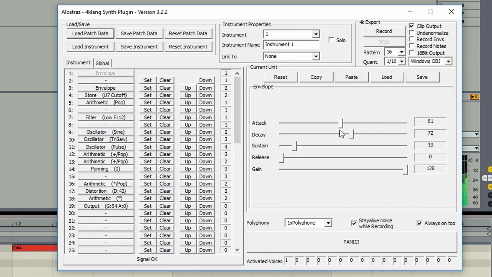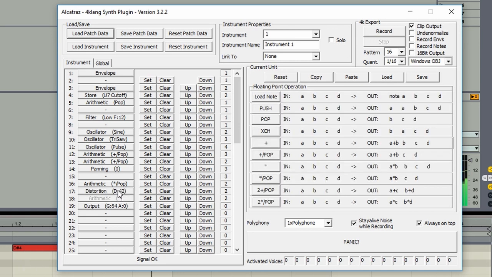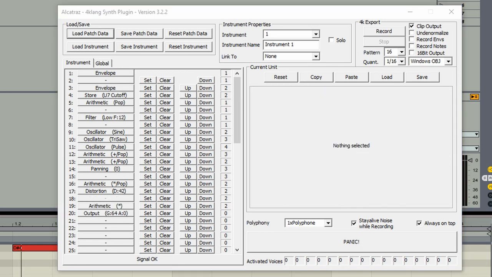Oh, did we do it? Oh, we did it! Okay. So we just basically had to do an arithmetic to combine the distortion with the rest of the signal. Okay, that makes sense. Well, I've been going for an hour or so. I'm gonna chill out for a bit.